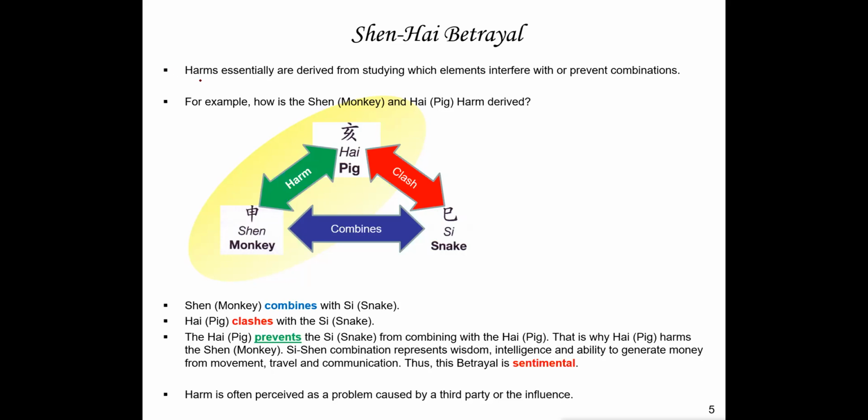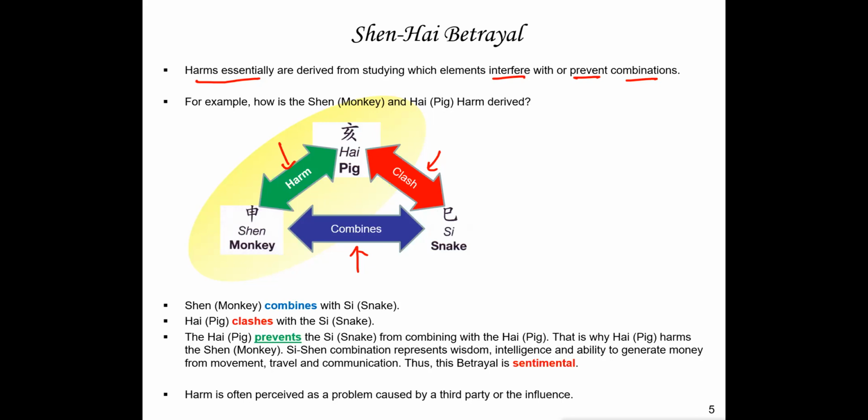What does harm mean? Harm basically means the element that interferes with or prevents combination. So harm is the element that prevents and interferes with combination. Therefore, to understand harm, every harm relationship is an interference between a combination and a clash. There are two sides to the story.